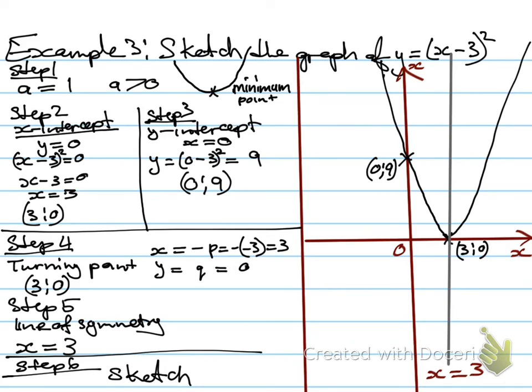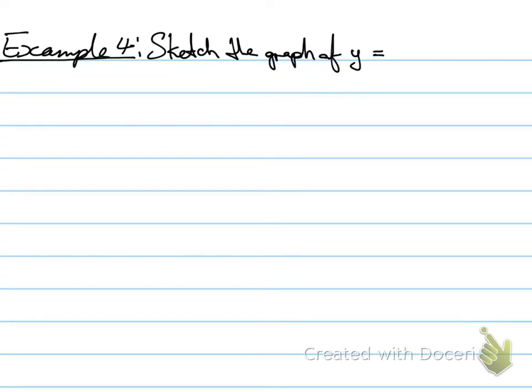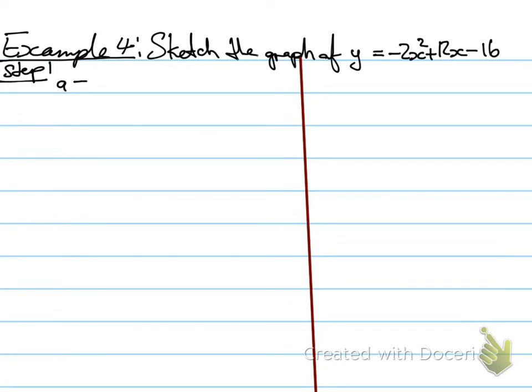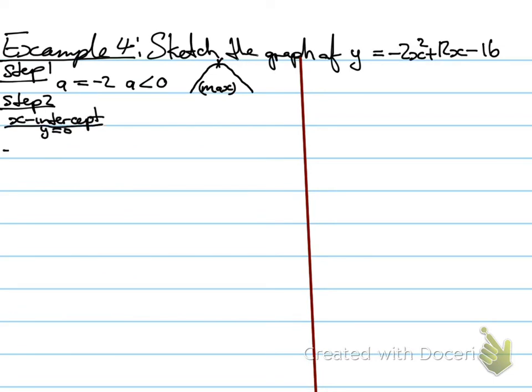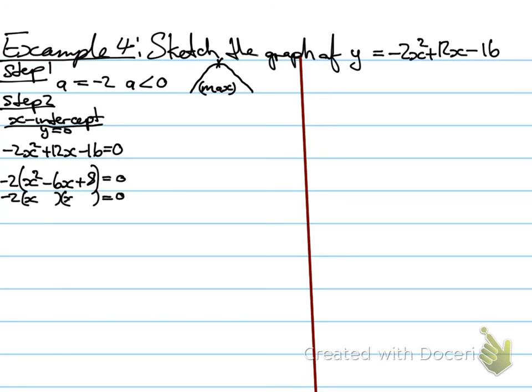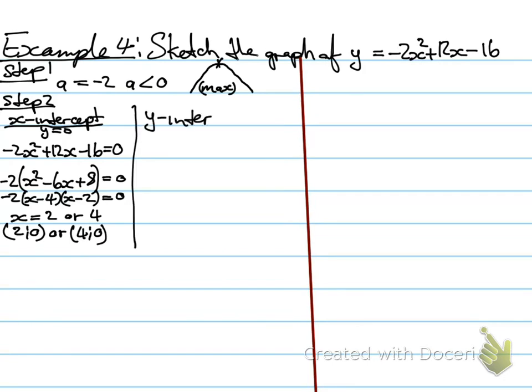And then the next one, example number 4: sketch the graph of y equals negative 2x squared plus 12x minus 16. Our a is less than 0, so there is going to be a maximum point, which is a frown of a graph. X-intercept, y equals 0. Then we solve for x. Again, here you can factorize. This one is a simple one. Our x is going to be 2 and 4. So those are our x-intercepts, 2 and 0 and 4 and 0.